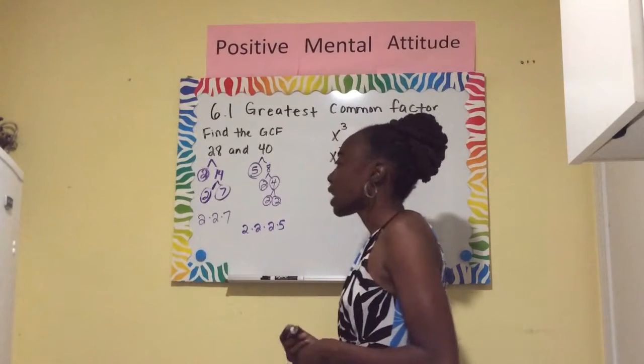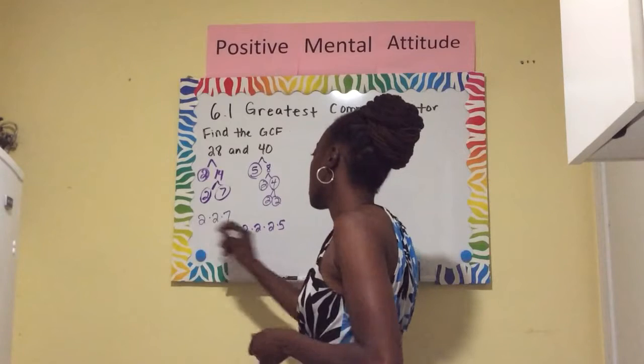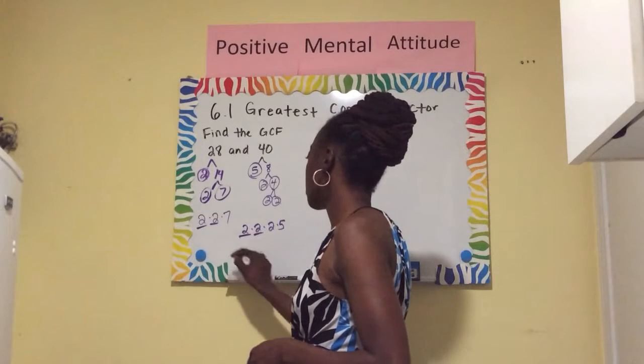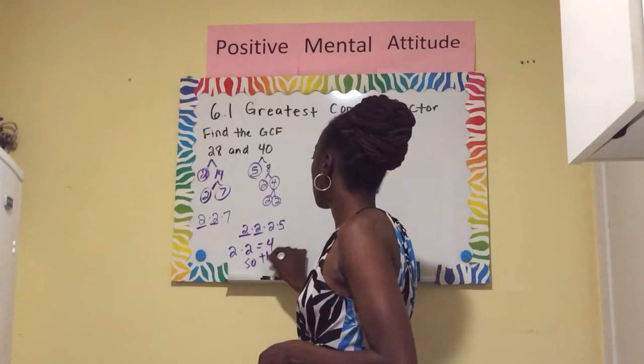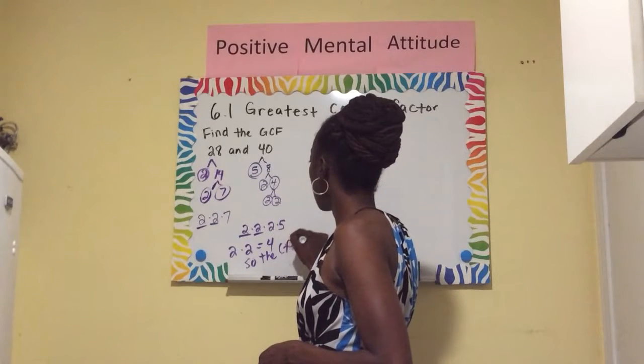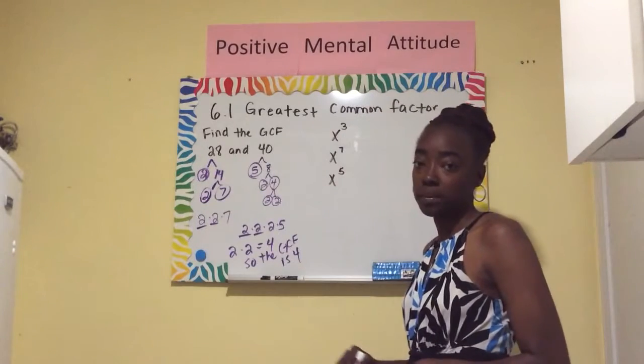Okay? So then you say, okay, what do they have in common? In this case, they both have a 2, 2. So 2 times 2 is 4. So the GCF is 4 between 28 and 40.